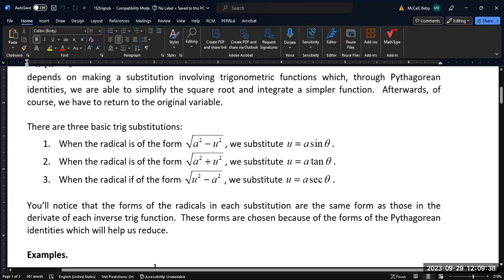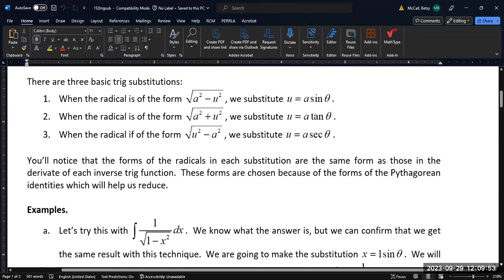We're going to convert these to trigonometric integrals, do the integration, and then we will have to go back. And going back to the original function variable is where sometimes people get into the most trouble. So we're going to talk about that as we go.